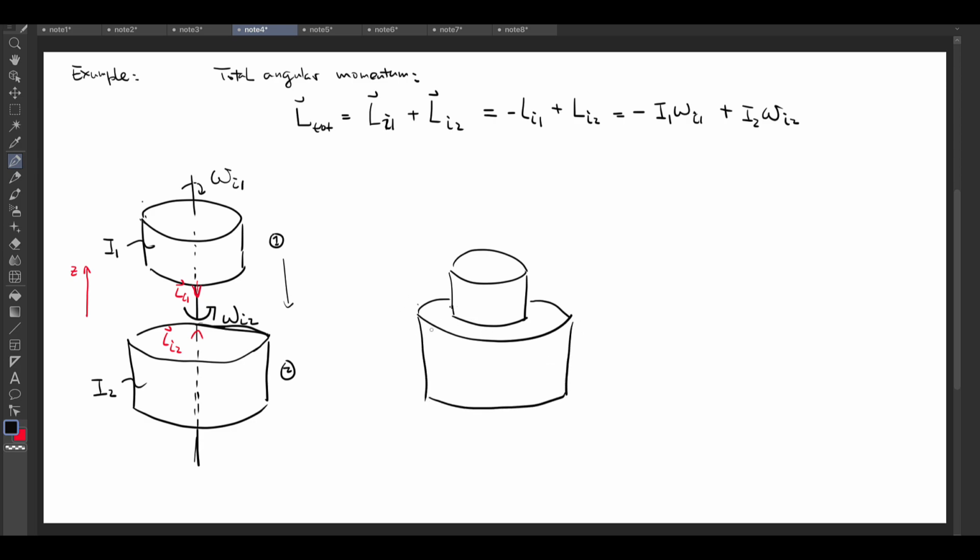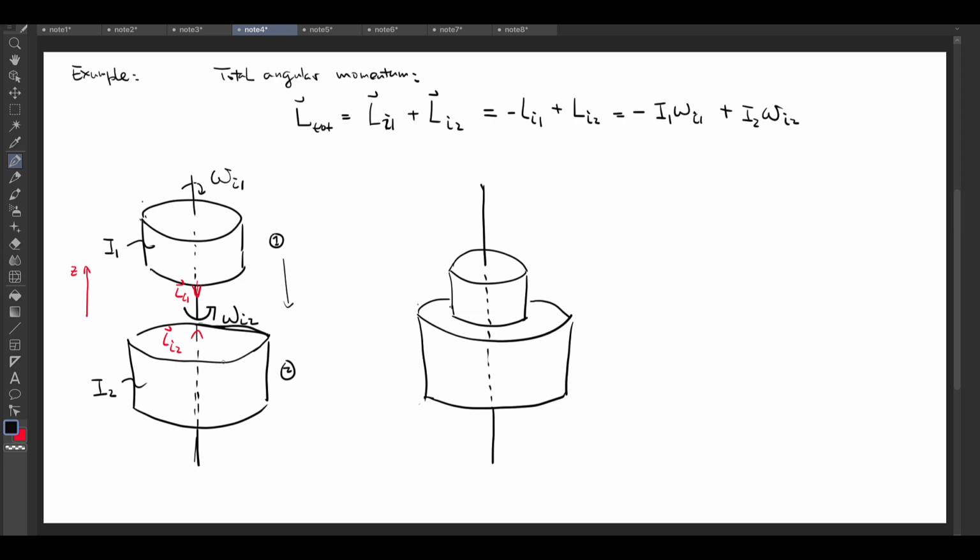Okay, so here's object 1 and object 2 together. Object 1 has angular velocity omega I1 and object 2 has omega I2, and eventually they're going to rotate together. Okay, so that is the same rotation axis that we talked about.